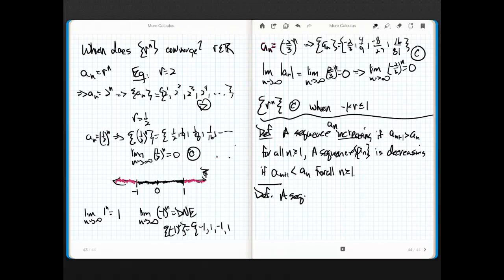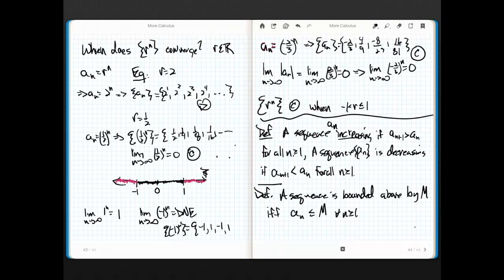I'll give you a definition, then I'll give you a theorem, and we'll be done. A sequence is bounded above by, I'm going to say M. Now this is going to look really strange. A sequence is bounded above by M if and only if a sub n is less than or equal to capital M for every n greater than or equal to 1.